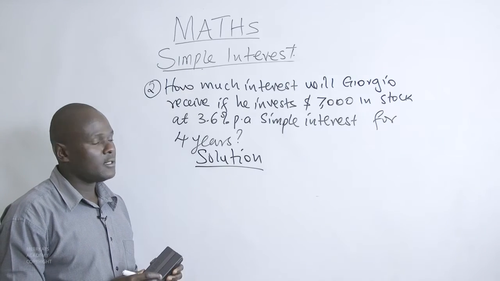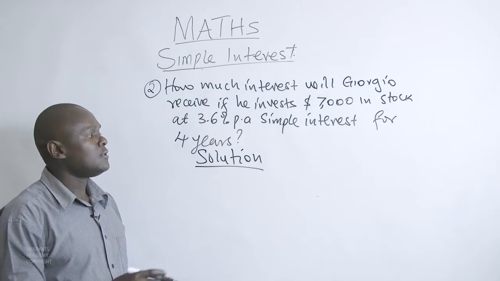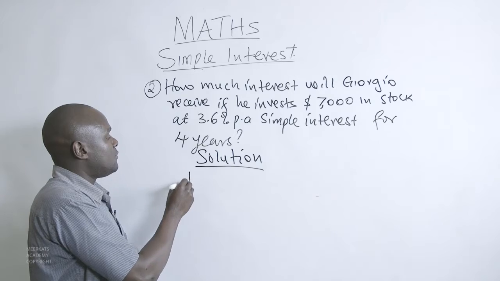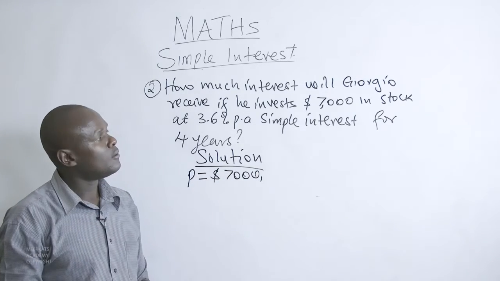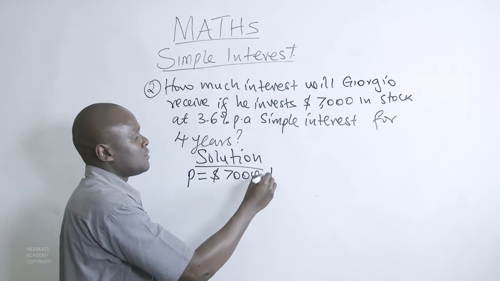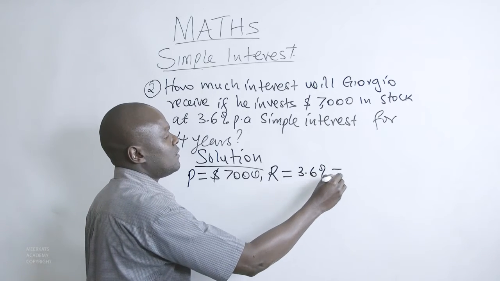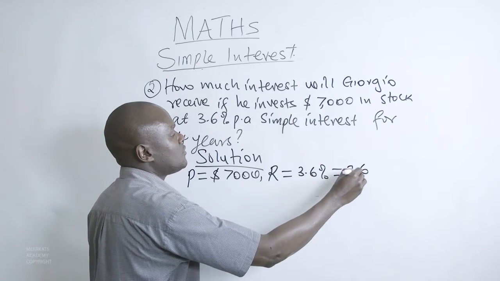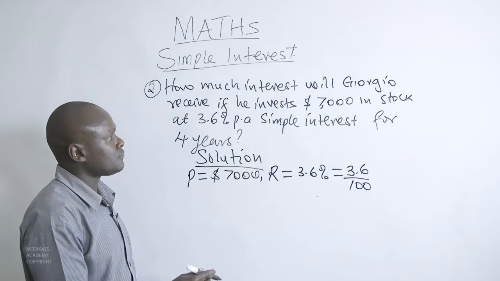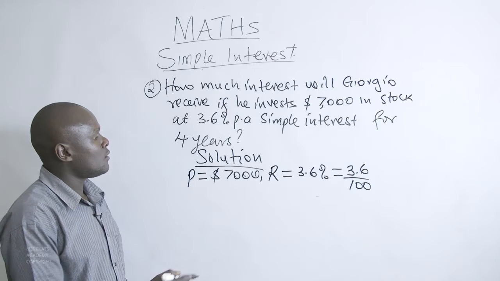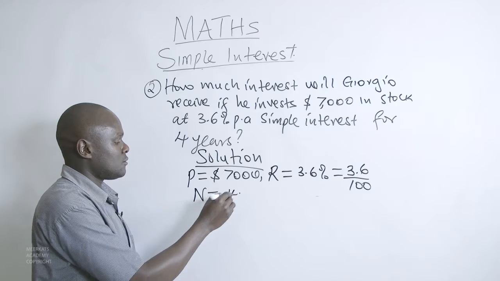And as we have just done in the previous two examples, we need to identify those variables that have been provided. The principal provided is $7,000. The rate we are given is 3.6% per year, which is equivalent to 3.6 out of 100 expressed as a fraction. And the period is 4 years.